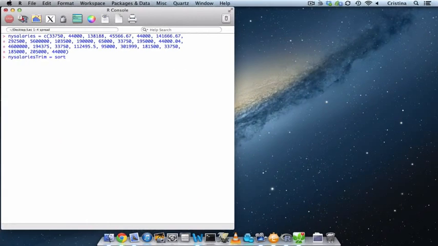We will first set it equal to the sorted salaries, then we will specify that we wish to keep every observation from the 3rd to the 23rd in square brackets. Just to double check, we know that we started with 25 observations, so the trim data should contain 21 observations.